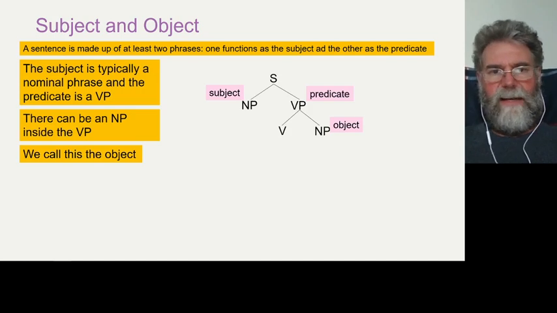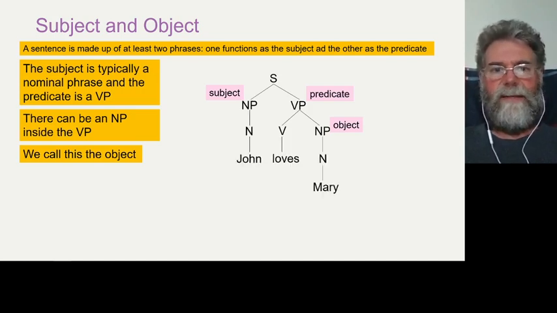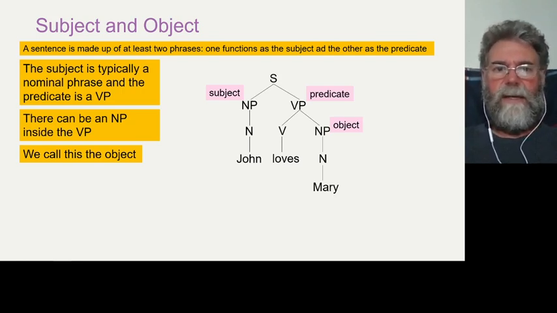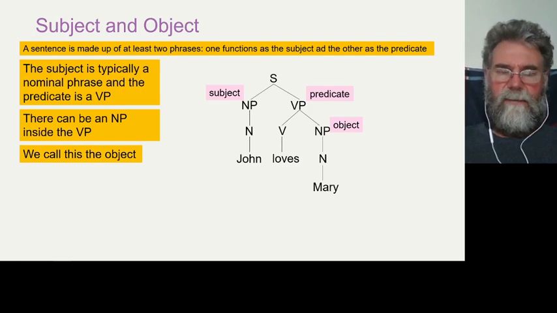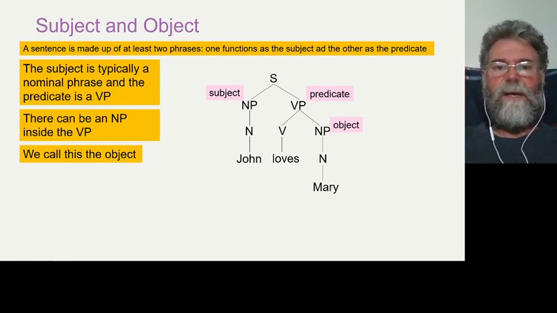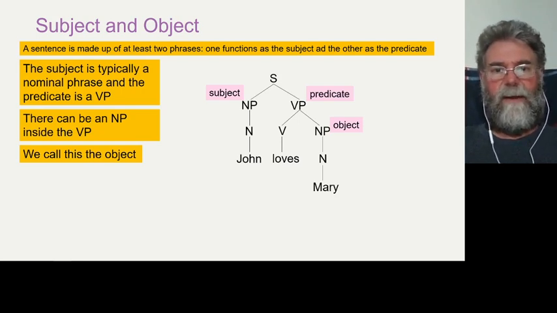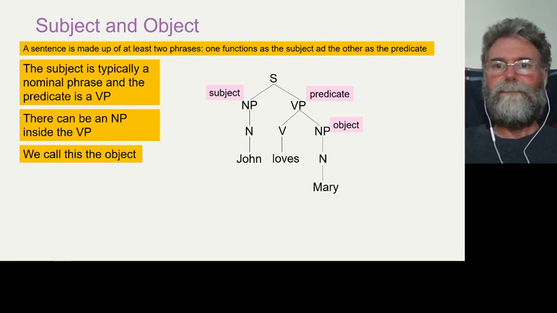Okay, so we basically have a structure then of a sentence that looks like this, and we can populate those positions there with words of the relevant categories. So inside a nominal phrase we can have a noun like John, and inside a verb phrase we can have a verb like loves, and inside the object nominal phrase we can have another noun like Mary. Okay, so we predict something like John loves Mary is a grammatical sentence in English, which of course it is.